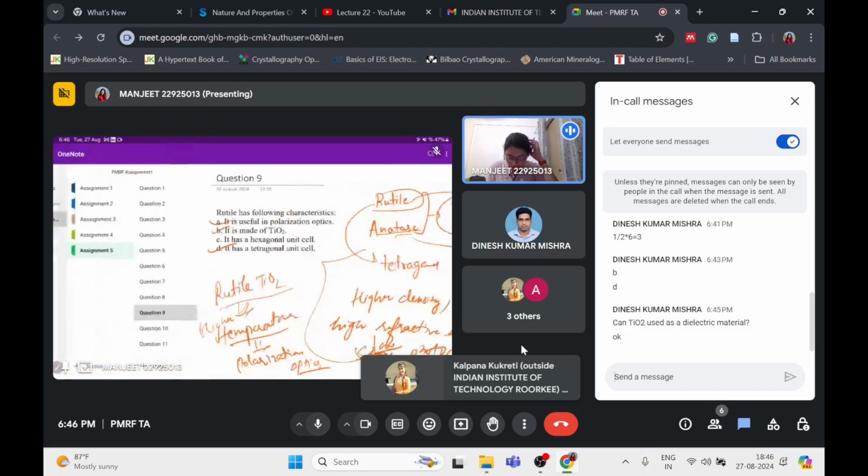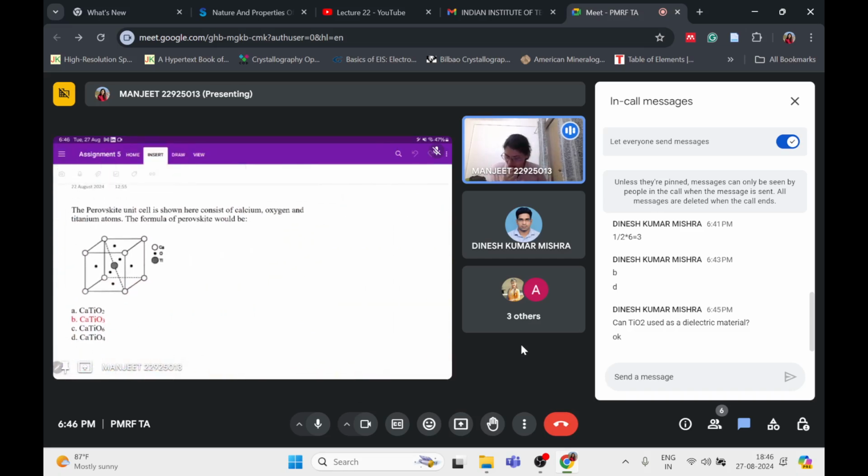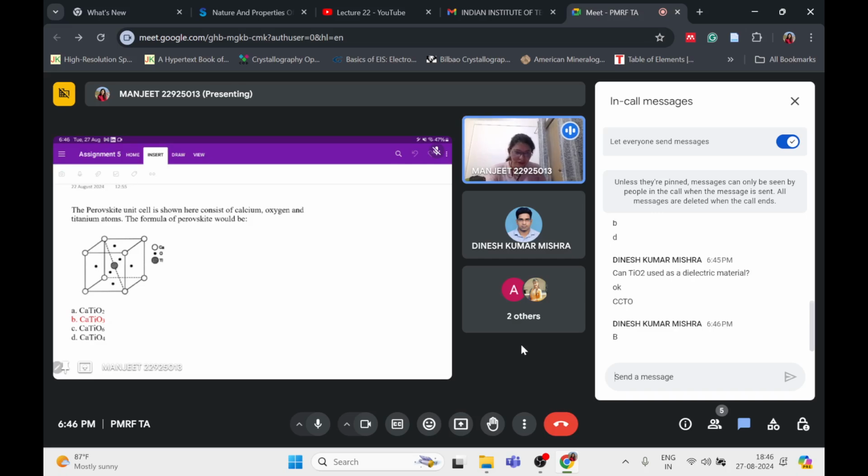Okay, so let's move to the next question. Question number 10. The perovskite unit cell shown here consists of calcium, oxygen, and titanium atoms. The formula of this perovskite would be: A, TaTiO2; B, CaTiO3; C, CaTiO6; D, CaTiO4. Yeah, B is the correct answer.